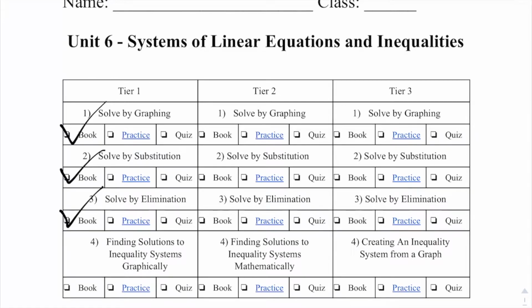Hello, Algebra 1 students. Here we are in Unit 6, Systems of Linear Equations and Inequalities. We are in Tier 1, Lesson 4, Finding Solutions to Inequality Systems Graphically.